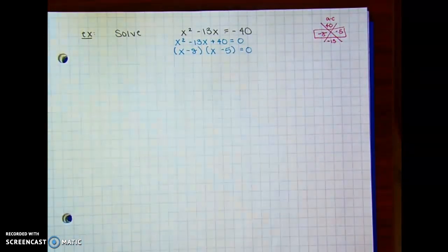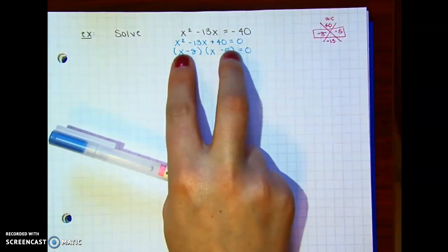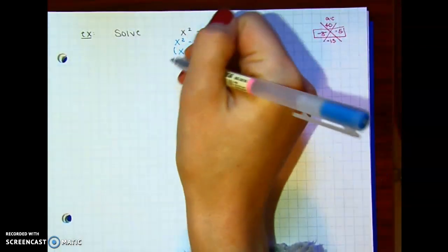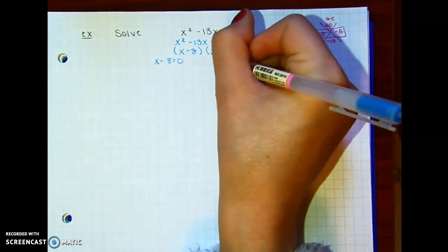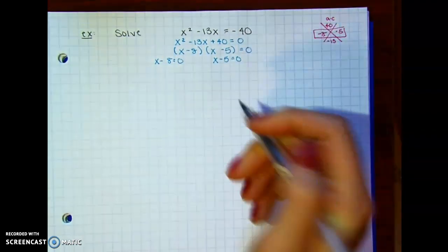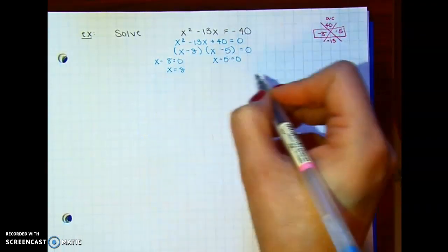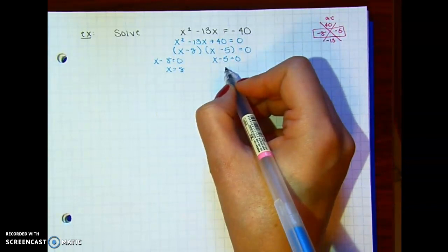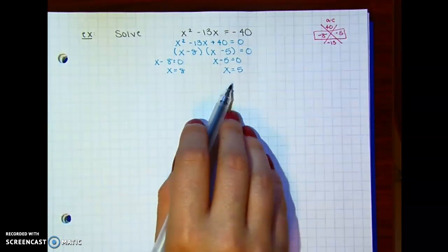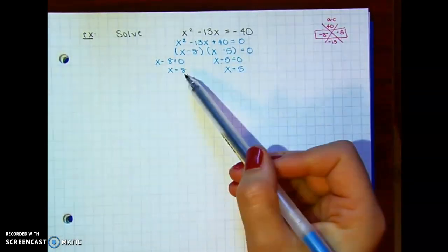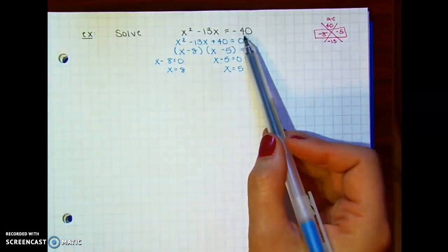So now to solve, we use what I just taught you about, the zero product property, and that means you set each factor equal to 0. So we do x minus 8 equals 0, and x minus 5 equals 0, and we solve for x. So we add 8, so here x equals 8, and we add 5, so x equals 5. So those are the answers to this, and you could check your work by substituting 8 in, seeing if you get 40, and substituting 5 in, and making sure you get negative 40.